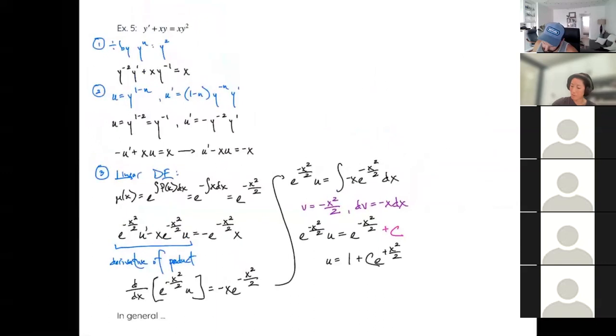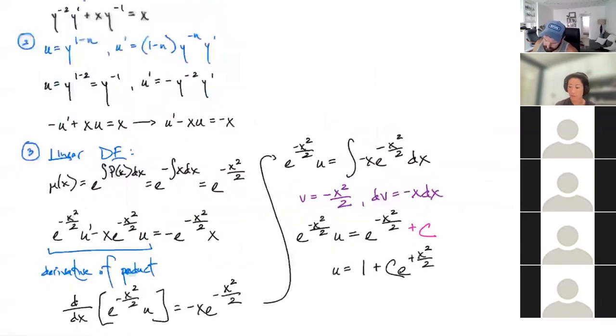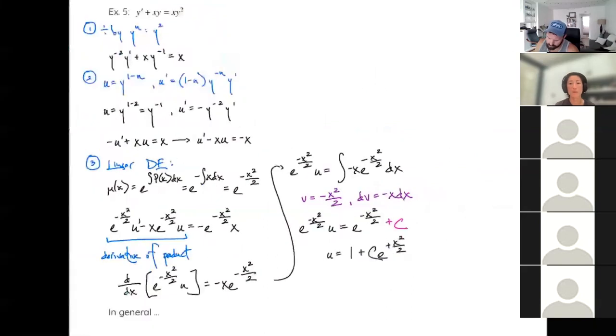From here, let's go ahead and put back in our y's. So we're going to put our y's back in. And in this particular question, we don't have any initial conditions, so it's completely okay to leave our answer with the C there.